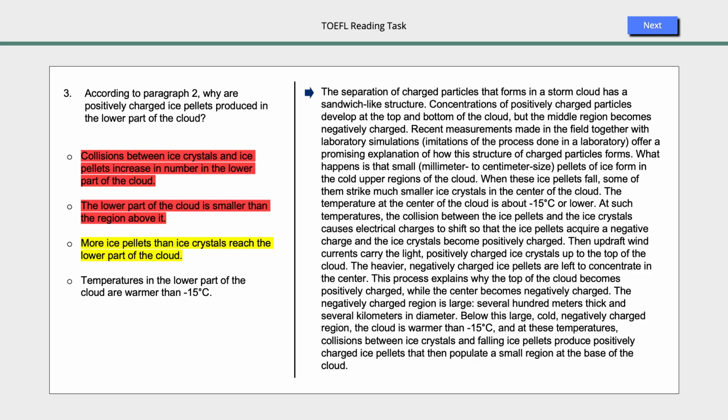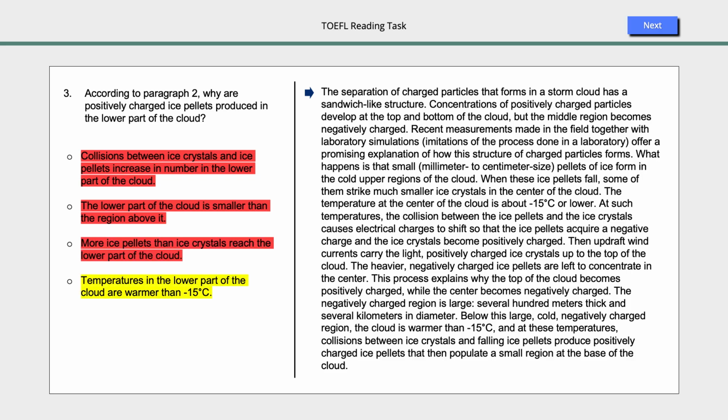The next option says, more ice pellets than ice crystals reach the lower part of the cloud. But there's nothing in the passage that compares the number of ice crystals and the number of ice pellets in the lower part of the cloud. So this option is also incorrect.